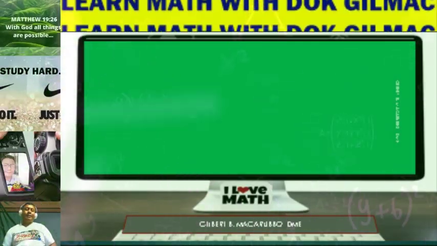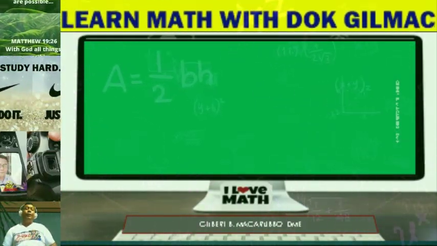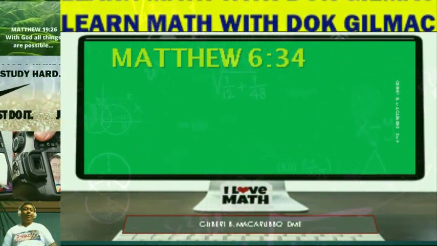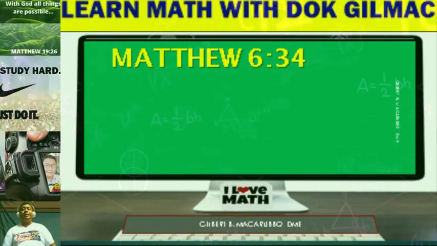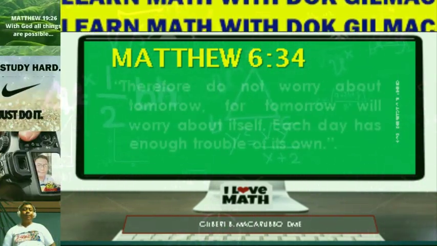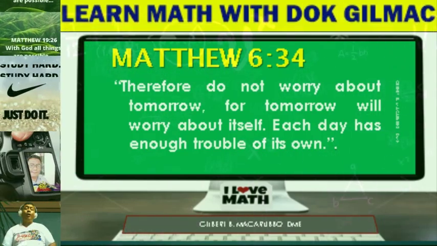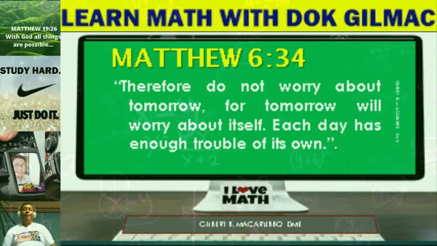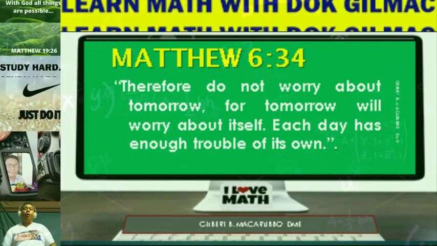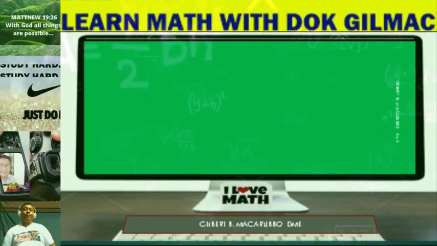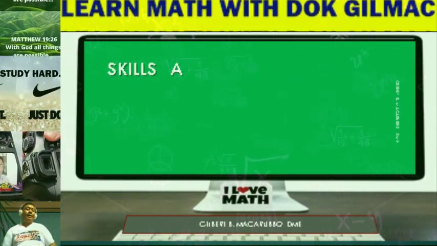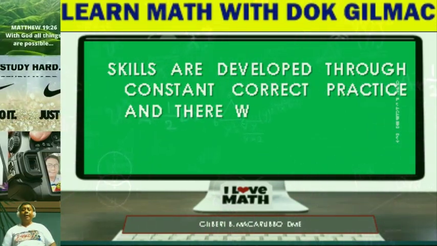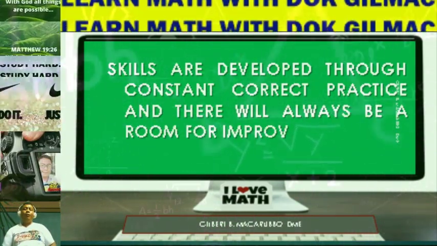Before we end our discussion, let me first share to you a passage from the Bible, coming from the book of Matthew chapter 6 verse 34. Therefore, do not worry about tomorrow, for tomorrow will worry about itself. Each day has enough trouble of its own. Take note, class. Skills are developed through constant correct practice, and there will always be a room for improvement.